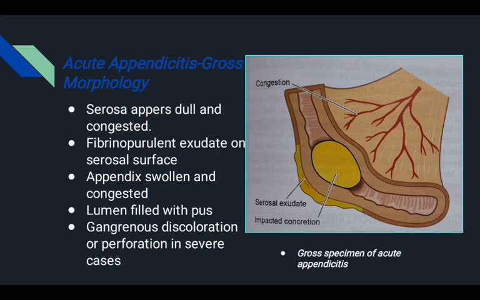The diagram shows the specimen of acute appendicitis. Here we can see impacted concentration of serosal exudate which constricts the lumen, leading to acute appendicitis.